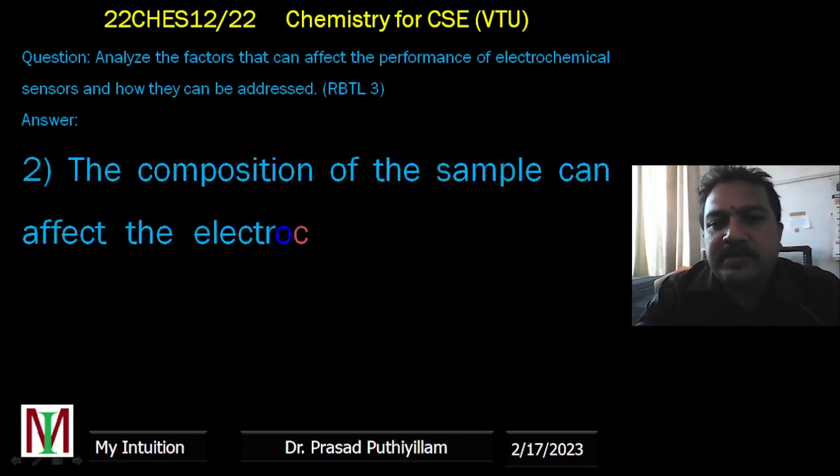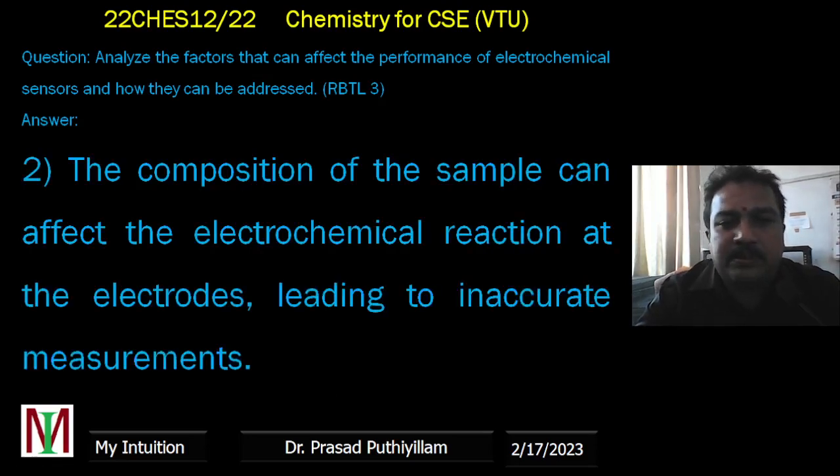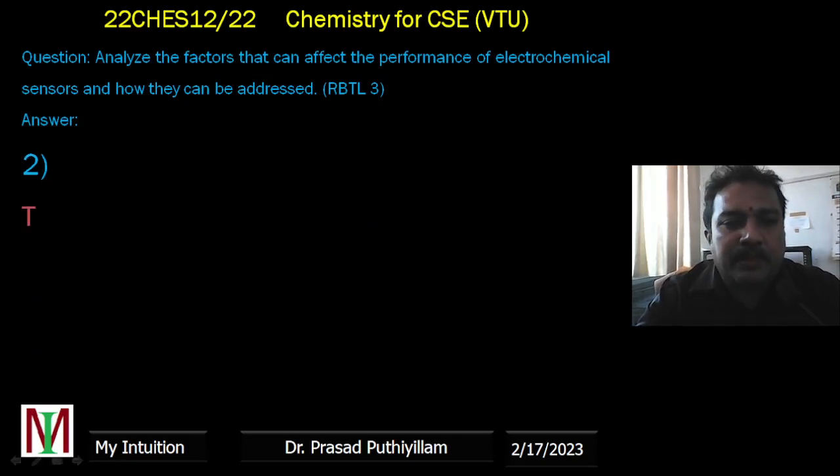The composition of the sample can affect the electrochemical reaction at the electrode, leading to inaccurate measurement. If the composition of the sample we are measuring is drastically changing, with an unexpected reaction, or if there is any change in composition, then that will affect the reaction and it will give inaccurate measurements. That is the first point.